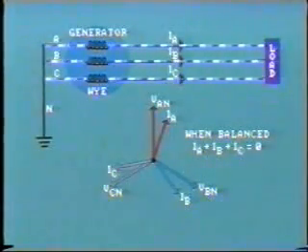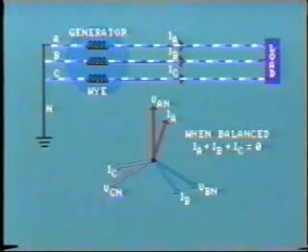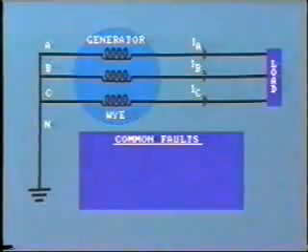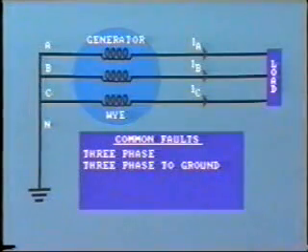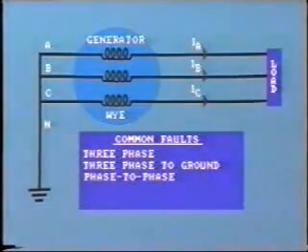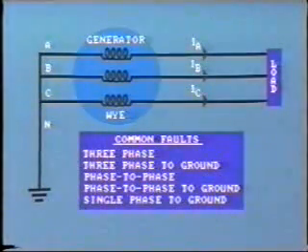However, a fault occurring on this system will cause considerable imbalance. Let's consider just what types of faults can occur. The most common are three-phase to ground, phase to phase to ground, single phase to ground.